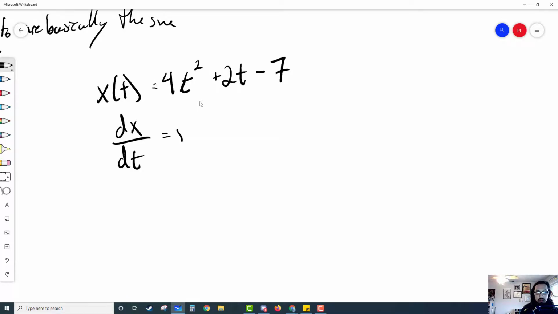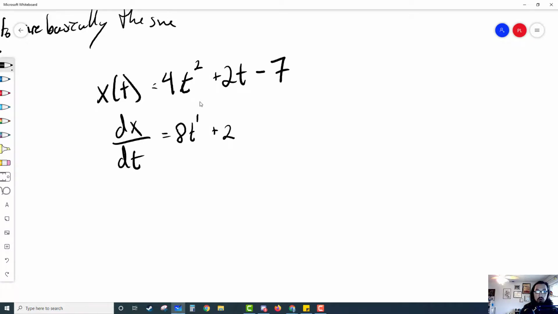So 2 times 4 gives us 8t, and 2 minus 1 gives us 1, so we'll put 1 there. Plus, technically there's a 1 here, so 1 times 2 gives us 2. Over here, our exponent is technically a 1, so 1 minus 1 gives us 0, and any variable to the 0th power just gives us 1. So 2 times 1 just gives us 2, so I'll leave that as 2. And here, there is no variable, so that will just be 0.